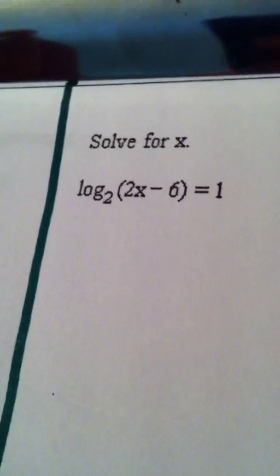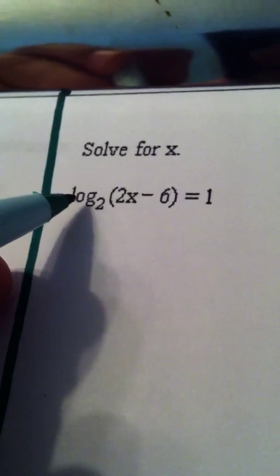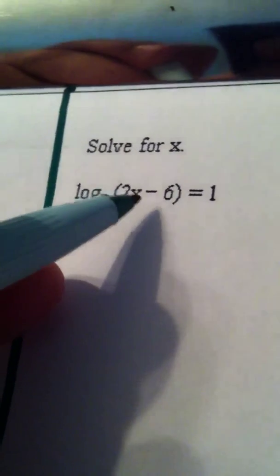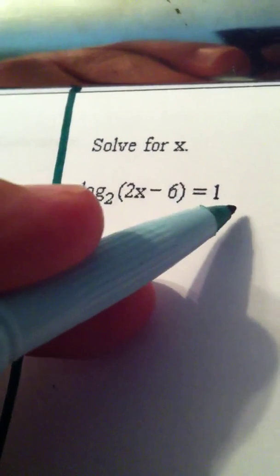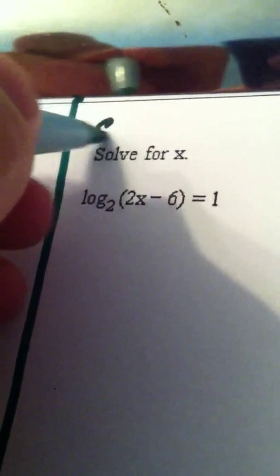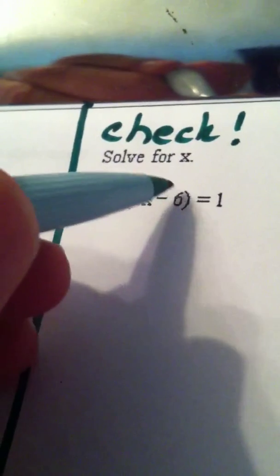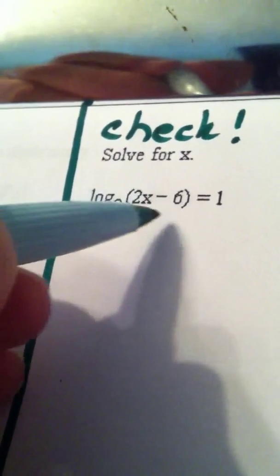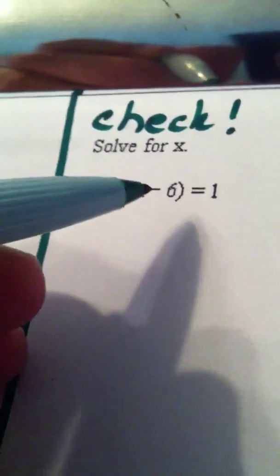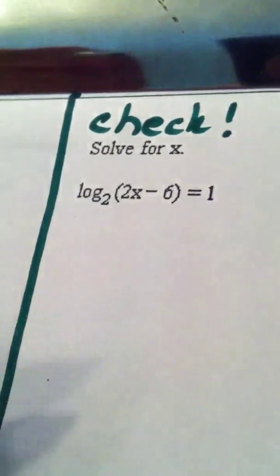Okay, here's another log equation. This time it's log base 2 of 2x minus 6 equals 1. I'm going to write myself a note. Anytime I see a log equation, I need to remember to check my answer so that this quantity does not become 0 or negative when I'm done. If it does, you throw out whatever x value made that happen.